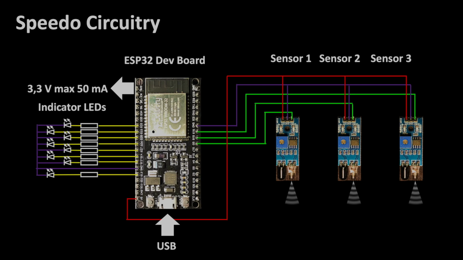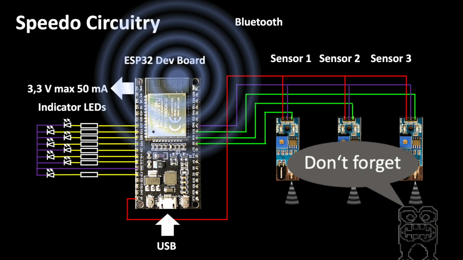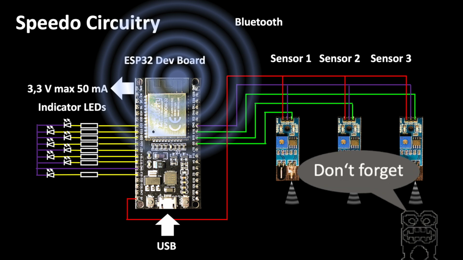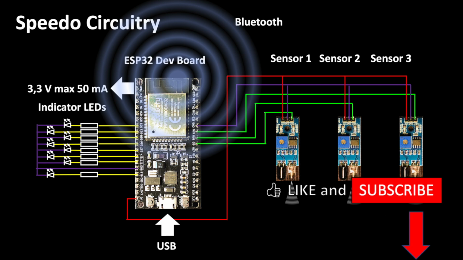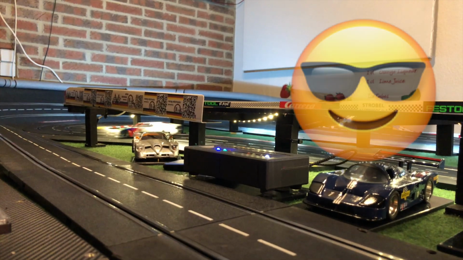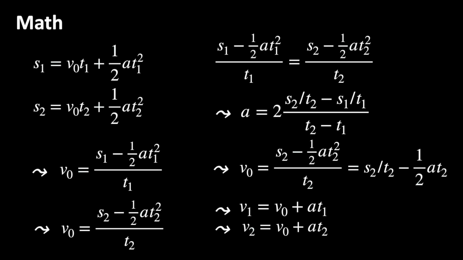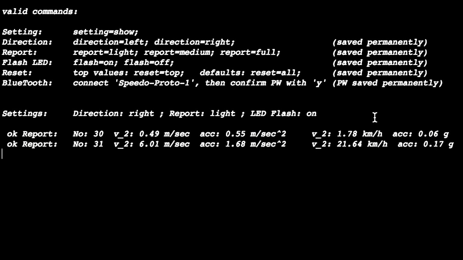The ESP32 is a great processor and I like using it because it's very versatile and powerful. ESP32 development boards comprise wireless modules such as Bluetooth, Wi-Fi, LoRa and Zigbee, which we are eager to use in our projects. In our Speedo project, we are measuring microsecond time intervals to calculate the speed and acceleration of pretty quick slot cars. The data is transferred to a PC or smartphone via Bluetooth.